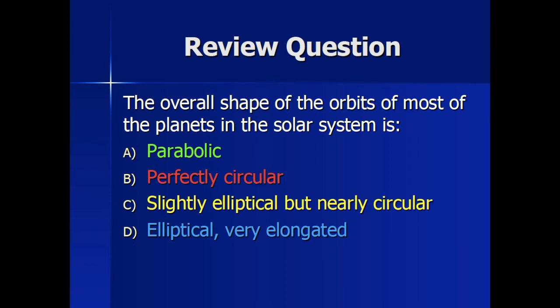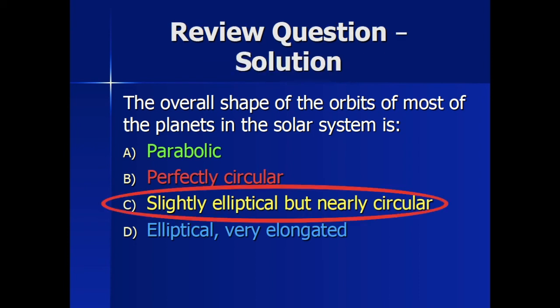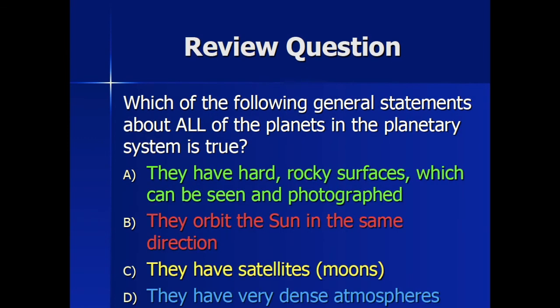So let's do a bit of review before you finish up this section. Here are a few questions for you. Again, after I read the questions, pause the video to think about them. The overall shape of the orbits of most of the planets in the solar system is what? All right, hopefully you answered slightly elliptical but nearly circular. And we are seeing this similar trait around these extrasolar planet systems as well.